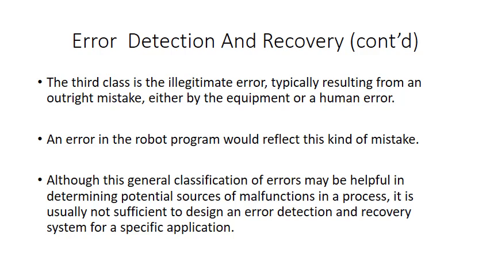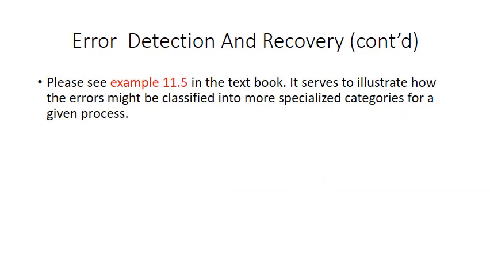Although this general classification of errors may be helpful in determining potential sources of malfunctions in a process, it is usually not sufficient to design an error detection and recovery system for a specific application. Please see example 11.5 in the textbook. It serves to illustrate how the errors might be classified into more specialized categories for a given process.